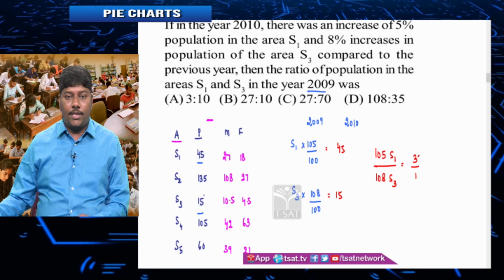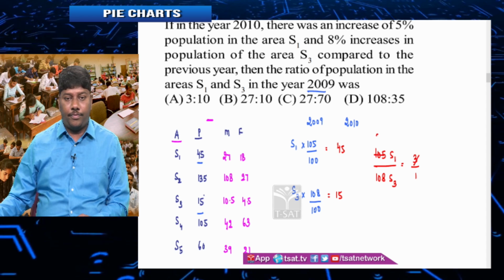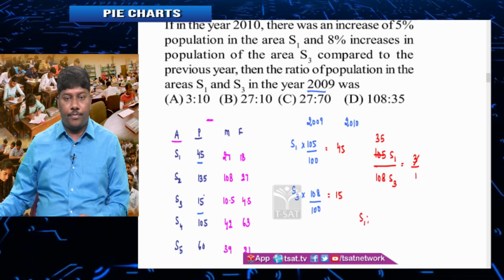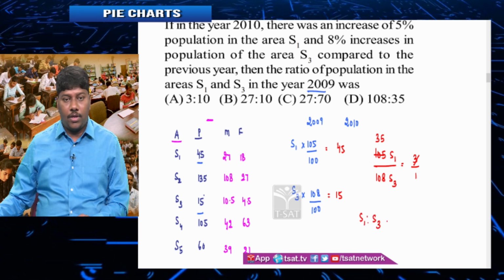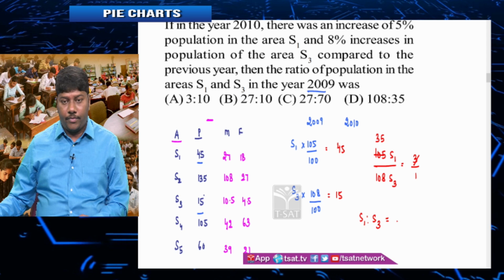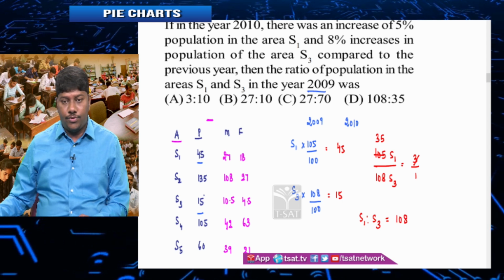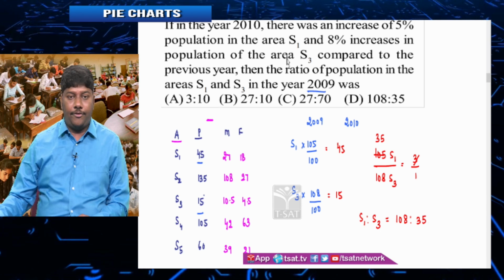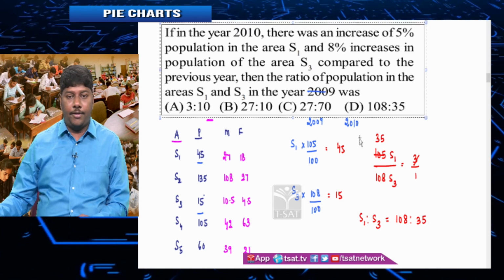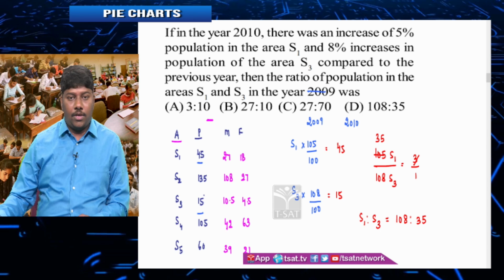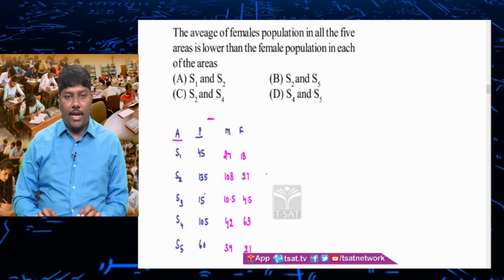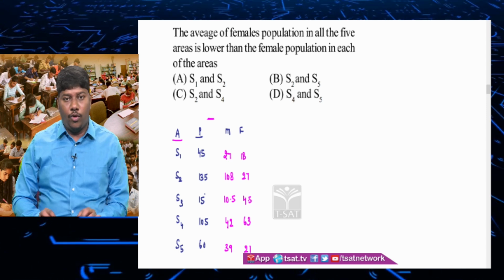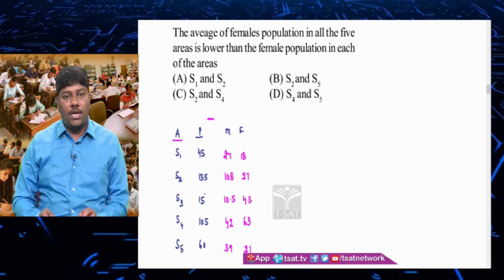Cancel this: 3 1s are 3, 3 35s are 105. Therefore, S1 is to S3 simply gives me 108 is to 35. So S1 is to S3 gives me 108 and 35 here. Answer is D.